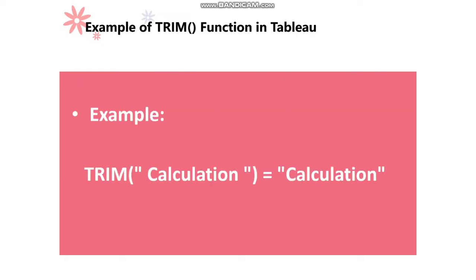The example is like this: TRIM of calculation equal to calculation. The difference between the calculation inside the TRIM and the result is the spaces. So there is a space available here. This is called leading space because it is at the beginning of the string. There is a space here. This is called trailing space because it is at the end of the string. So it trims both the spaces and returns the string.